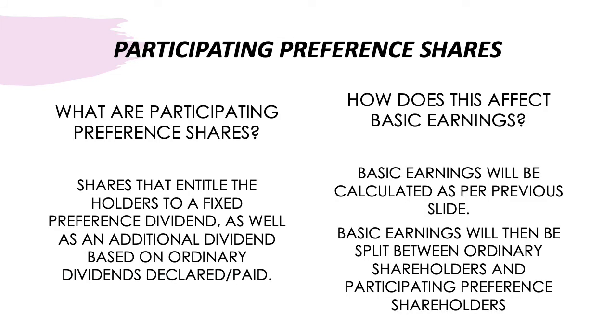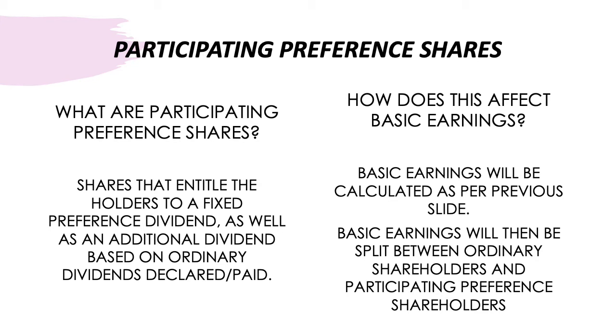We then need to take a look at the concept of participating preference shares. I'm sure you have heard of the term participating preference shares, but what are they? Participating preference shares are preference shares that entitle the holder to a fixed preference dividend as well as an additional dividend based on the ordinary dividends declared or paid. So in essence, shareholders with participating preference shares end up with a greater amount of dividends in comparison to shareholders that hold other types of shares.